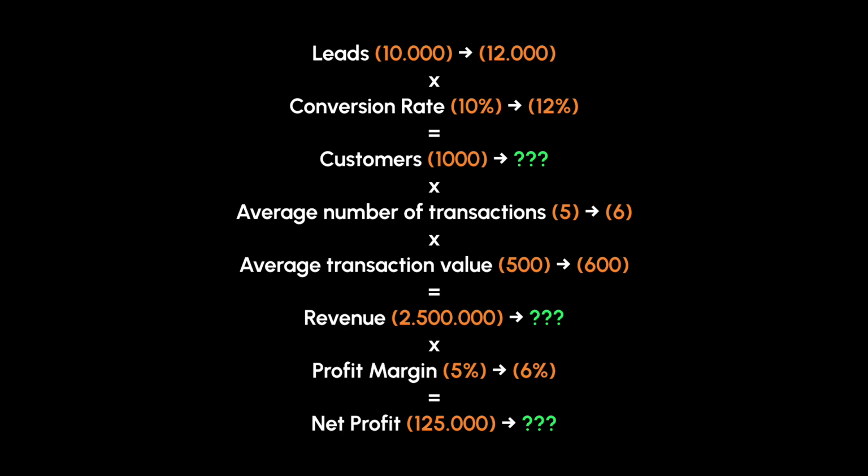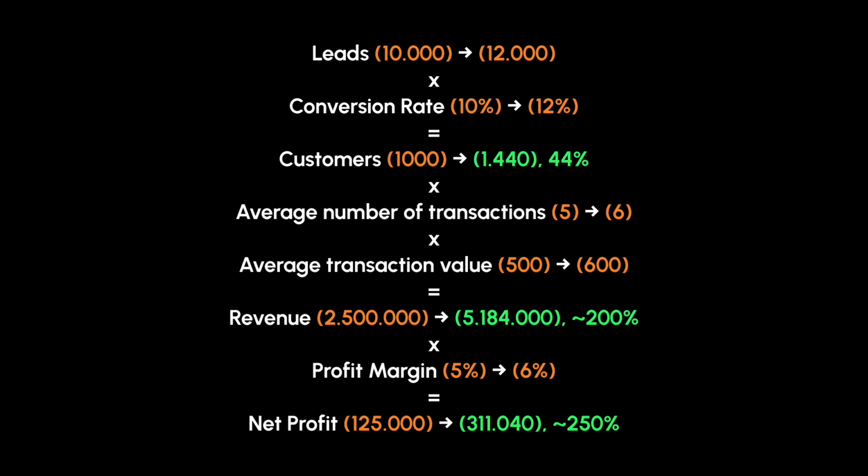Now, let's increase each variable by 20%. What do you think the results will be? Net profit will grow by 20%, right? Well, wrong. Let's take leads first. So we go from 10,000 to 12,000. We have conversion from 10% to 12%. And this already will result in 1,440 customers, which is a 44% improvement already in customers.